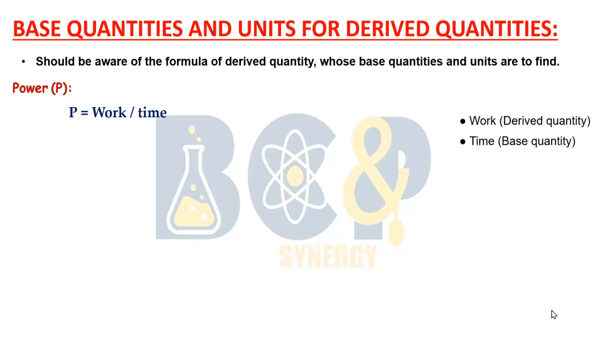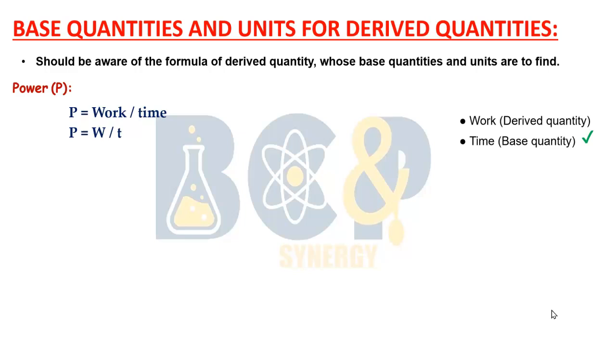Because we are finding the base quantities of power, all the quantities in the formula of power should be base quantities. Here, you can see that work is a derived quantity, which means that we have to break it down until all the quantities in the formula of power are base quantities. The formula of power can also be written as P is equal to W divided by T. P is the symbol of power, W is the symbol of work, and T is the symbol of time. So we are simplifying work over here as it is a derived physical quantity.